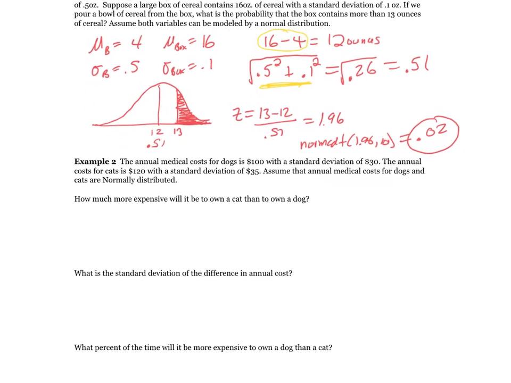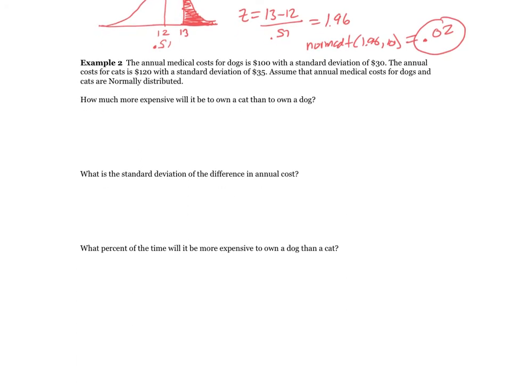Let's do another example. Example 2 says the annual medical cost for dogs is $100 with a standard deviation of 30. So the mean for dogs is 100, standard deviation of the dogs is 30, and it says the annual cost for cats is 120, so cats seem to be a little more expensive, and a standard deviation of 35. They're a little more variable, the cats are. It says, assume the annual medical costs for dogs and cats are normally distributed. How much more expensive will it be to own a cat than to own a dog?